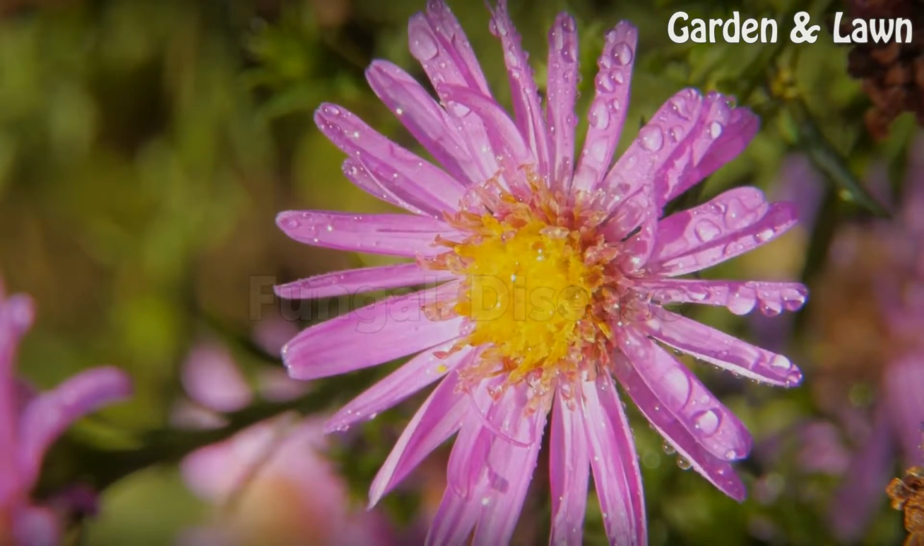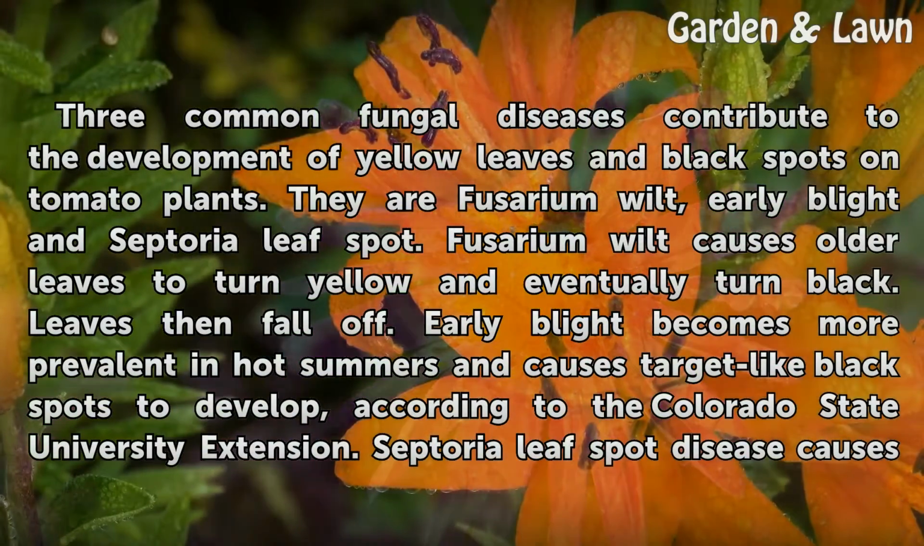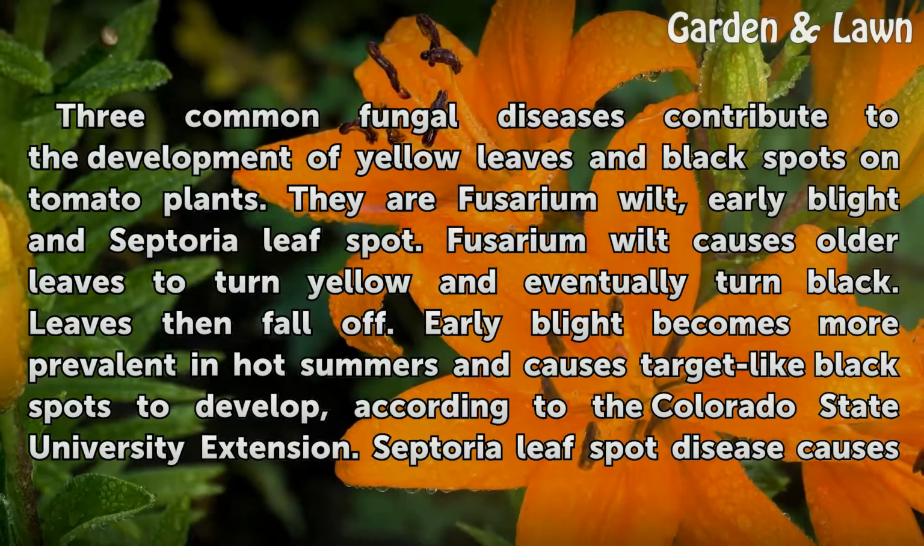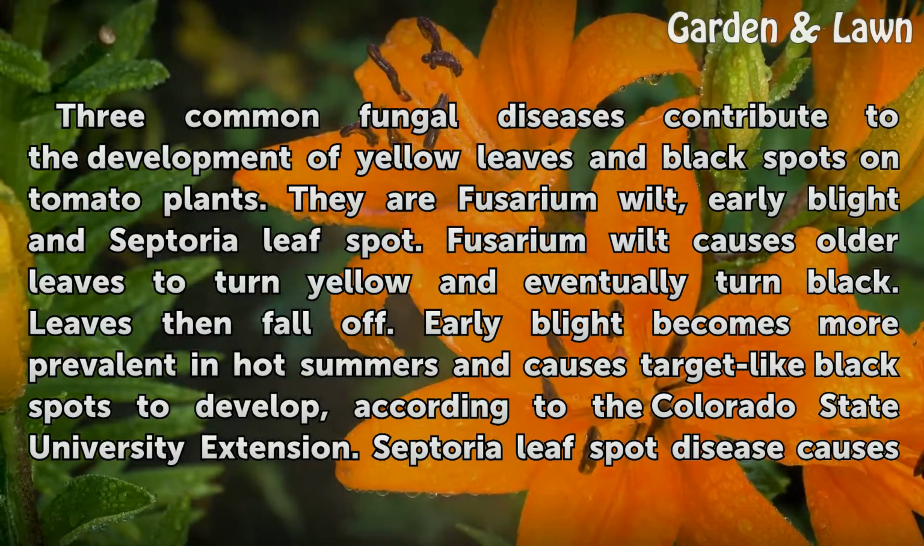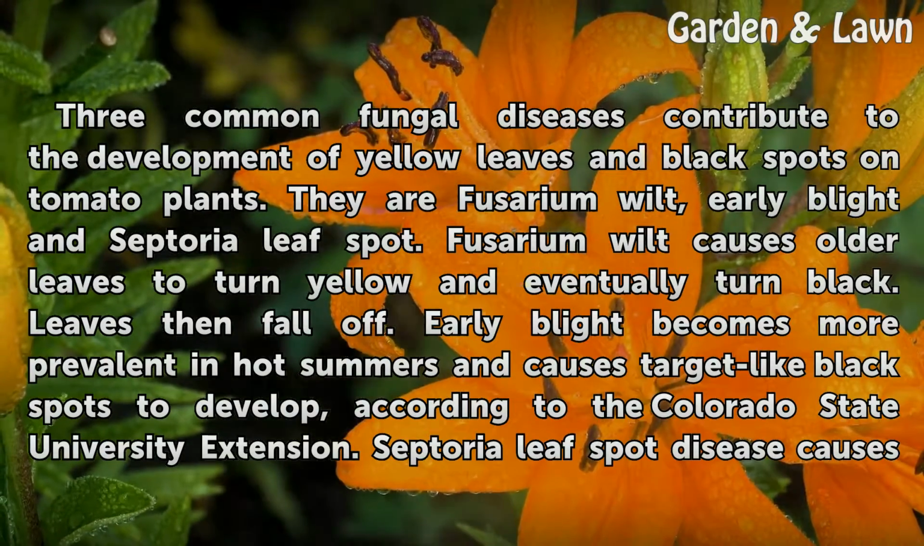Fungal disease. Three common fungal diseases contribute to the development of yellow leaves and black spots on tomato plants. They are fusarium wilt, early blight and septoria leaf spot. Fusarium wilt causes older leaves to turn yellow and eventually turn black.